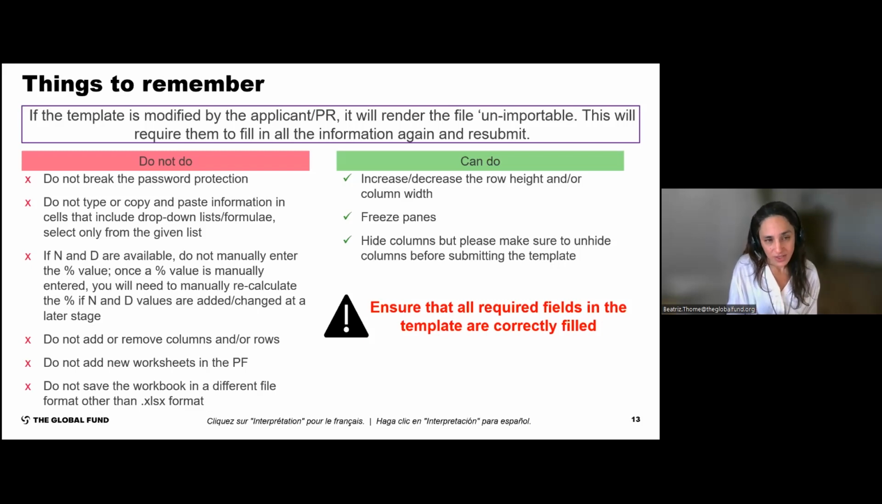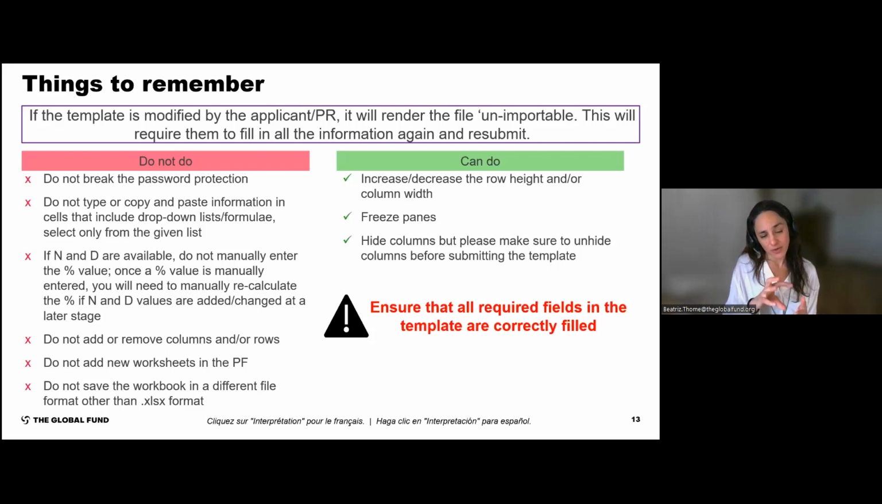Something key that we oftentimes see, because Excel is a file that's easy to be broken into, so you can easily copy and paste information onto cells that already include information such as drop-down lists, formulas, etc. So please avoid doing that. Do not type or copy and paste information on cells that already have, for example, features such as drop-down lists.